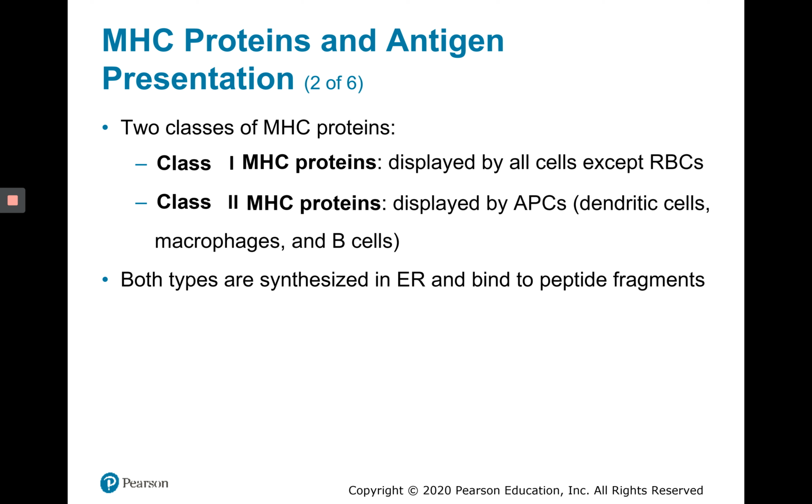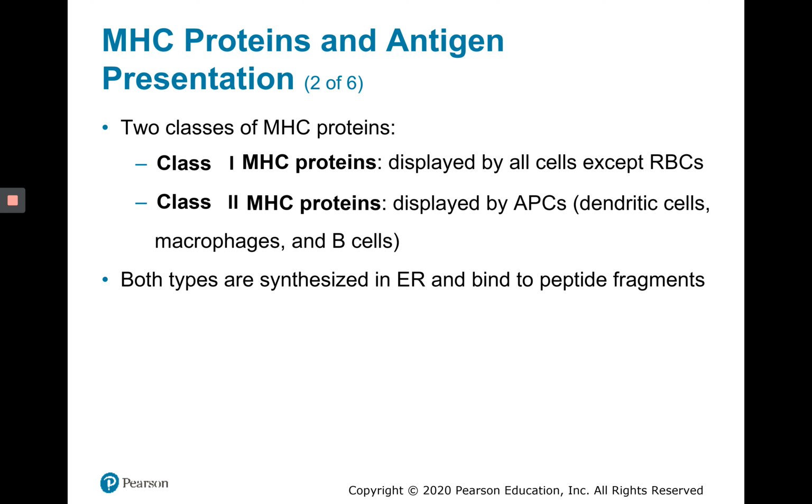So let's look closer at those two classes, class 1 and class 2 MHC proteins. Again, class 1 is displayed by all cells except red blood cells, and class 2 is displayed by antigen-presenting cells. The antigen-presenting cells, remember, are the dendritic cells, macrophages, and B cells. Both types are synthesized in the endoplasmic reticulum and bind to peptide fragments. These MHC proteins are what would contain either a self or non-self antigen.